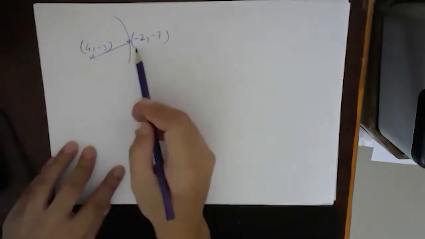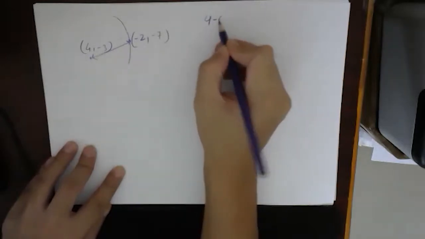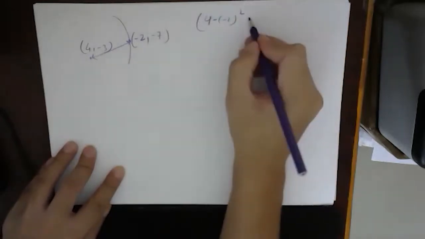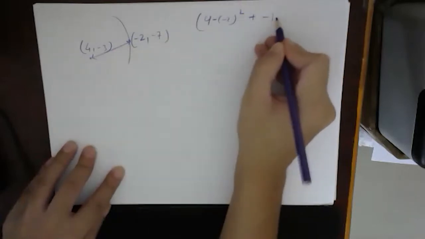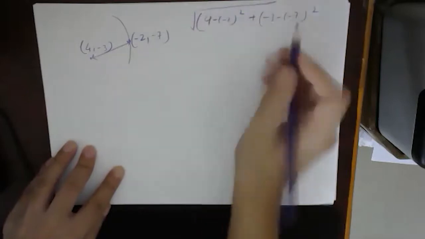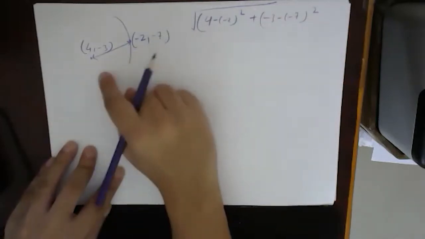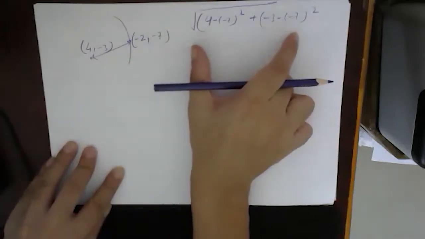We will find the radius of the circle whose equation we have to find. So the radius of the circle will be the square root of (4 minus of minus 2) whole square plus (minus 3 minus of minus 7) whole square. This will be the radius, using the distance between two points.